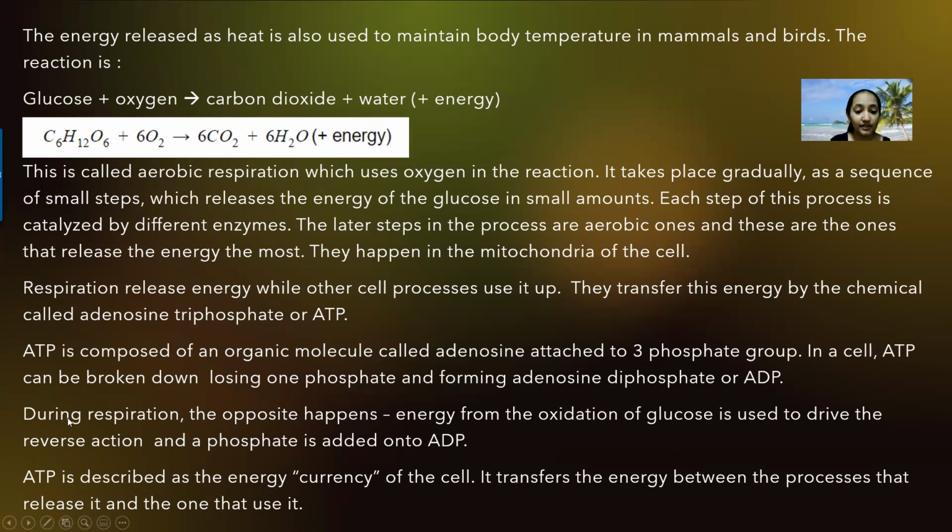In a cell, ATP can be broken down losing one phosphate and forming adenosine diphosphate, ADP. During respiration, the opposite happens. Energy from the oxidation of glucose is used to drive the reverse action and a phosphate is added to the ADP. ATP is described as the energy currency of the cell. It transfers the energy between the processes that release it and the ones that use it.